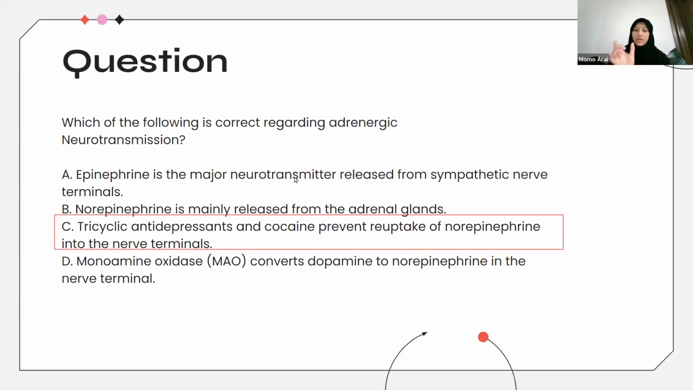What I wanted you to know from this question is that tricyclic antidepressants and cocaine, for people who are intoxicated with cocaine, the effects are because they prevent reuptake of the neurotransmitters in adrenergic transmission, which is mainly norepinephrine. Monoamine oxidase converts dopamine to norepinephrine? No, it does not. Monoamine oxidase is what breaks down the neurotransmitters. It doesn't produce more norepinephrine.